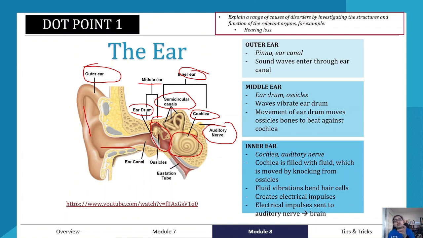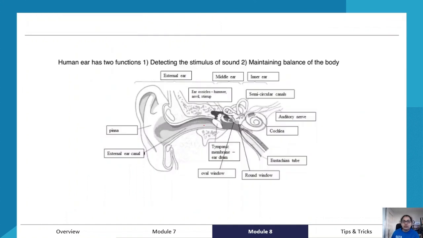So there's a conversion from kinetic energy to electrochemical impulses, and then the electrical impulses are sent to the brain via the auditory nerve. So the auditory nerve here, as you can see, is connected to the cochlea, and it's going to go straight through. So essentially the ear has two functions: detect the stimulus of sound, and maintain balance of the body. And you should be able to talk me through the different structures.